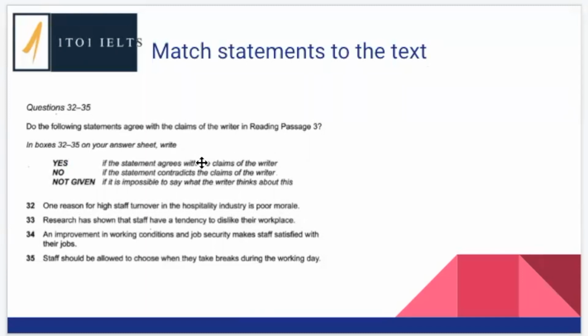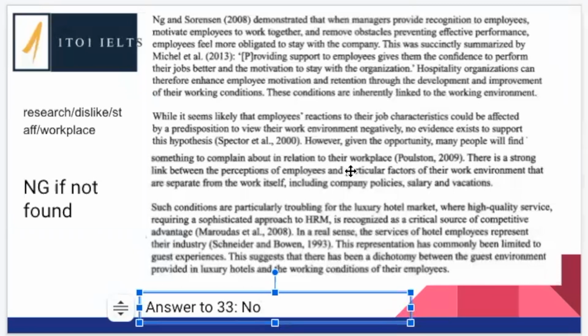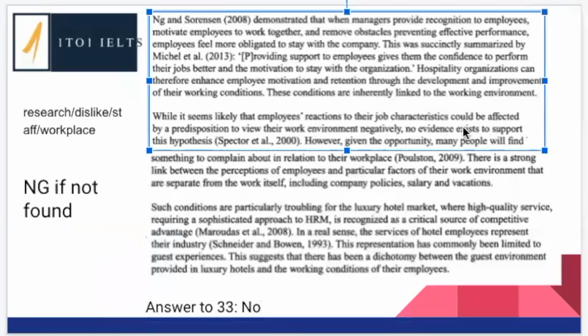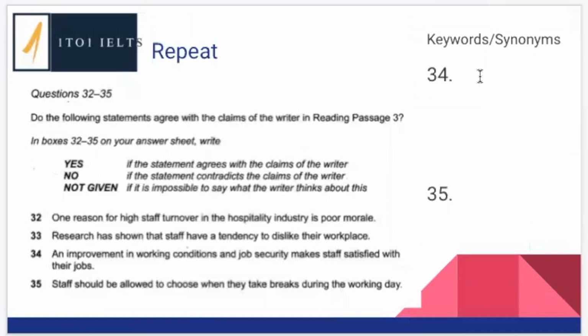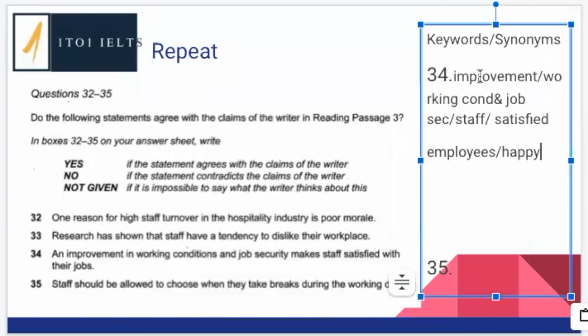Does this agree with the claims of the writer, or does this contradict? Contradicts the claims of the writer? No. We know now that this is the last part, so our next answers have to be after this. We're going to repeat the process. 34 we've already looked at. Copy these keywords over. Obviously, you don't have to do this in the exam because you just have the same piece of paper. So 34 says, an improvement in working conditions and job security makes staff satisfied with their jobs.